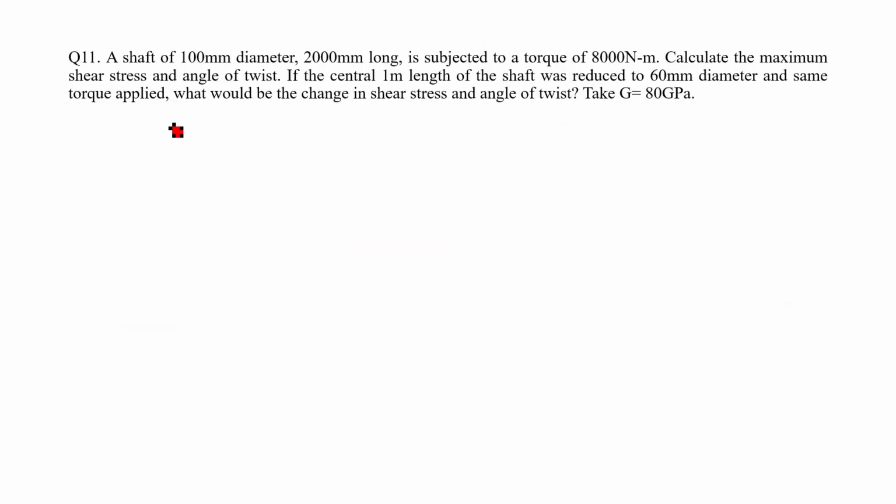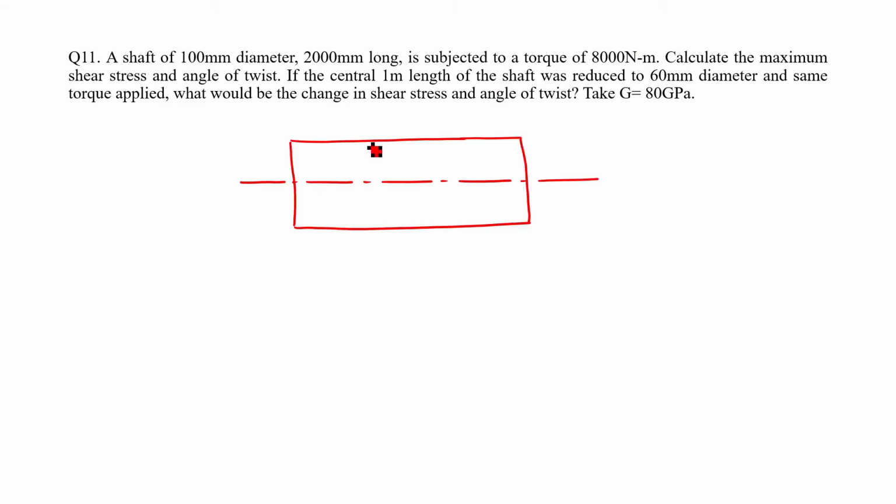Let's take up another numerical. A shaft of 100 mm diameter, 2000 mm long, is subjected to a torque of 8000 Newton meter. The diameter here is 100 mm and the length is 2000 mm.